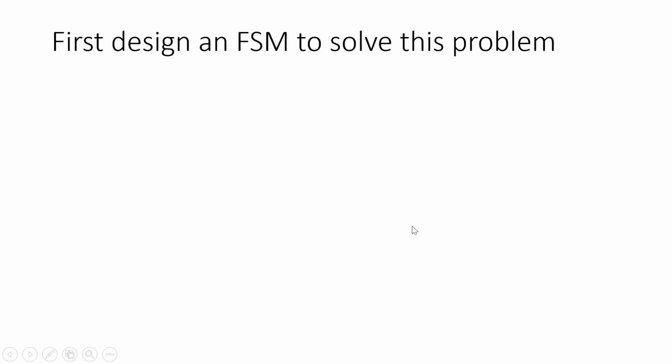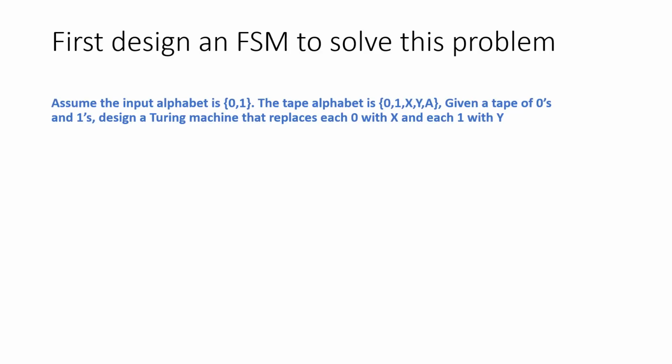So before we get to that, since we are familiar with finite state machines, let's design a finite state machine to solve this problem. So assume the input alphabet is 0, 1, the tape alphabet is 0, 1, x, y. So given a tape of zeros and ones, we want to design this Turing machine that replaces each 0 with x and each 1 with y. So how many states do we need? I think we can solve this problem with just a two-state machine. So let's take a look at the two-state machine.